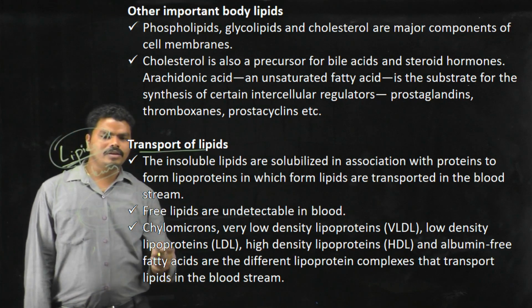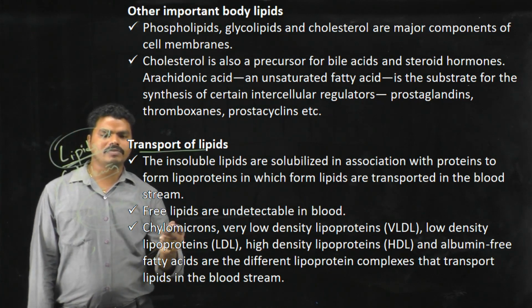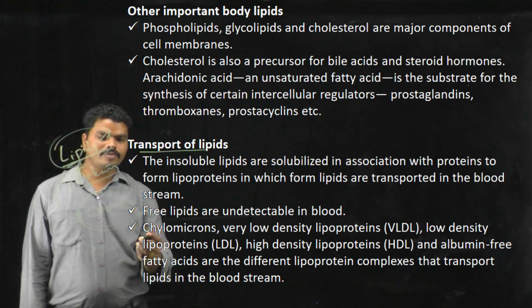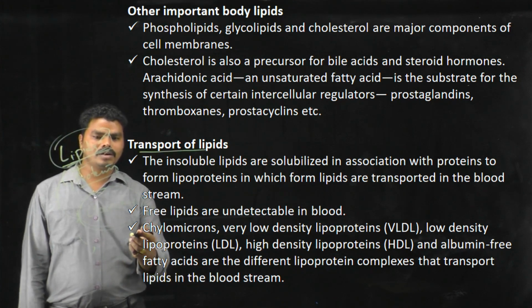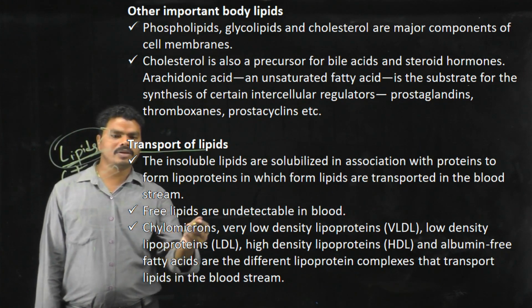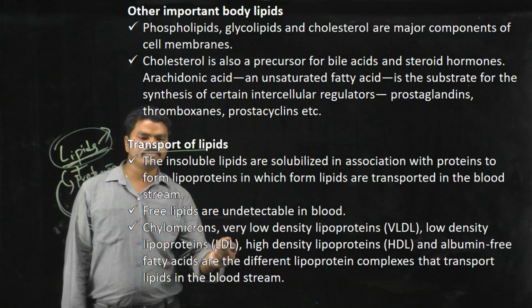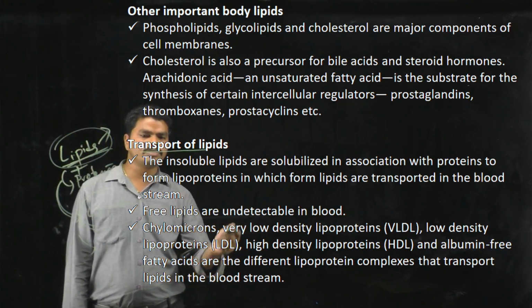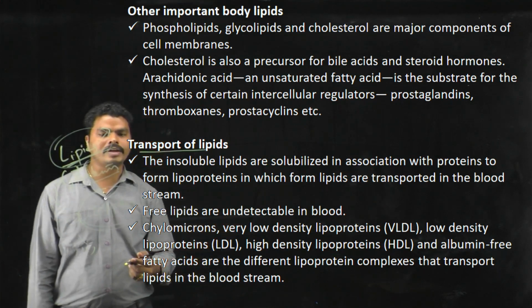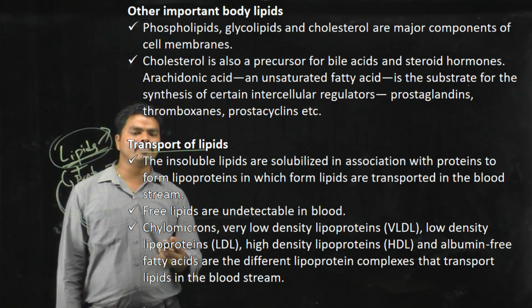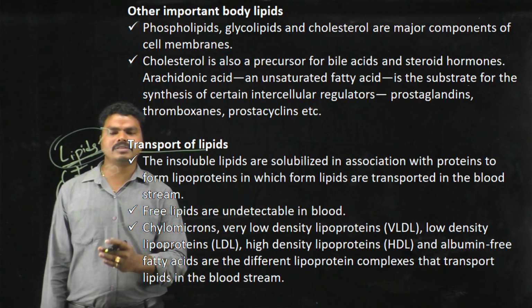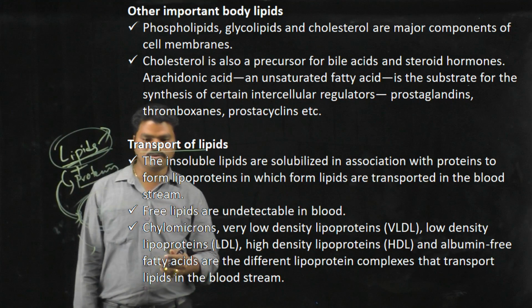Okay. The different types of lipoproteins are chylomicrons, very low density lipoproteins, also called VLDL, low density lipoproteins called LDL, high density lipoproteins HDL, and albumin-bound free fatty acids. They are able to transport the lipids in the bloodstream to different areas of our body.